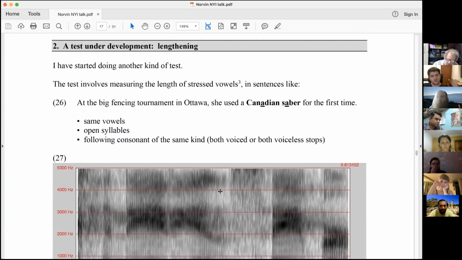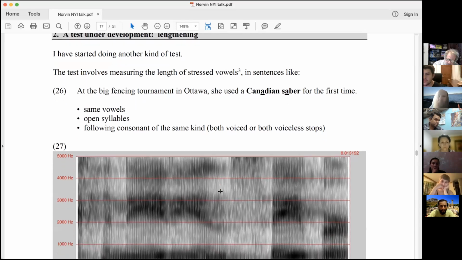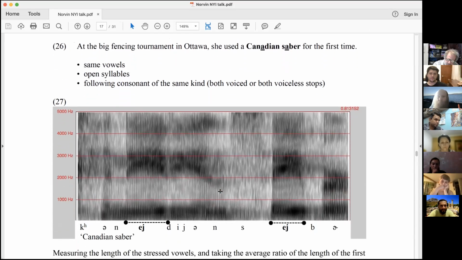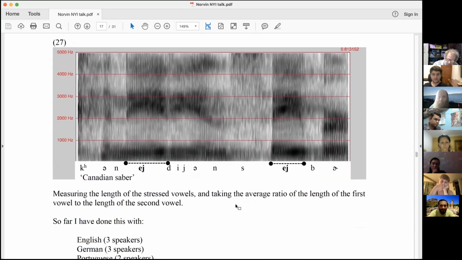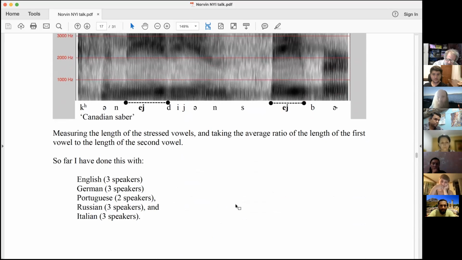I have started doing another kind of test. In this test, what we do is measure the length of stressed vowels. So we're looking at sentences like, "At the big fencing tournament in Ottawa, she used a Canadian saber for the first time." So we're using same vowels, open syllables, and the vowels are followed by the same kind of consonant. So they're either both voiced or voiceless stops. And we're measuring the length of the vowels, and taking the average ratio of the length of the first vowel to the length of the second vowel.